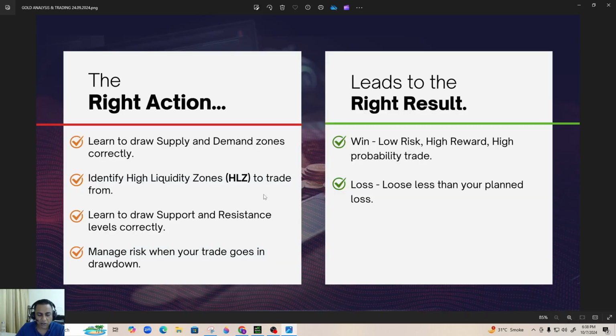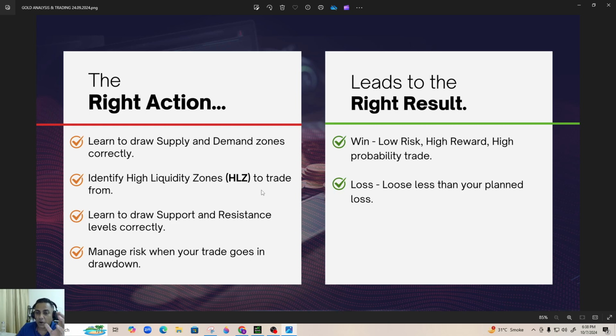Then second, I identified high liquidity zones. So out of those supply demand zones that I drew, I identified high liquidity zones. High liquidity zones are areas that I personally believe hold liquidity to either reverse price or for price to react, to see some sort of a reaction, right? That reaction can be 30, 40, 50, 60, or even 100 pips, or even more, right? Or it could be a reversal.